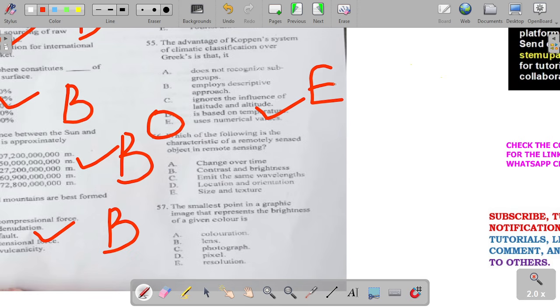56. Which of the following is a characteristic of remotely sensed objects in remote sensing? Change over time, contrast and brightness, emit the same wavelength, location and orientation, size and texture. So the answer is size and texture. 57. The smallest point in a graphic image that represents the brightness of a given color is coloration, no. Lens, no. Photograph, no. Pixel resolution, the answer is D. 57 is D.